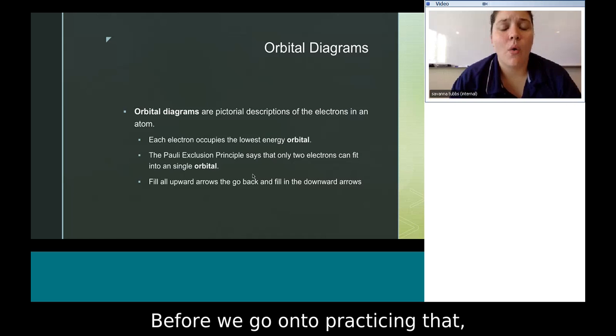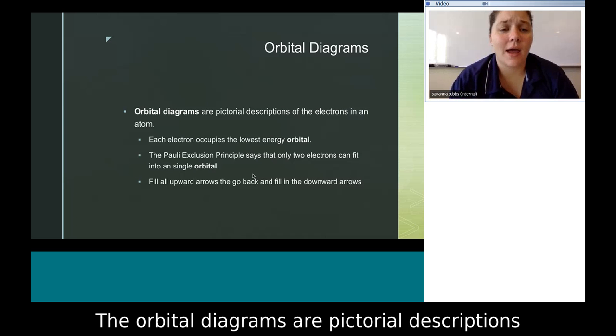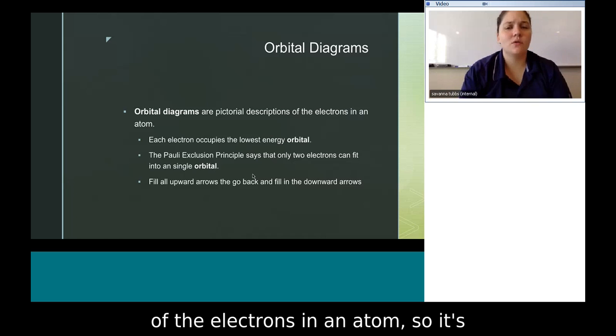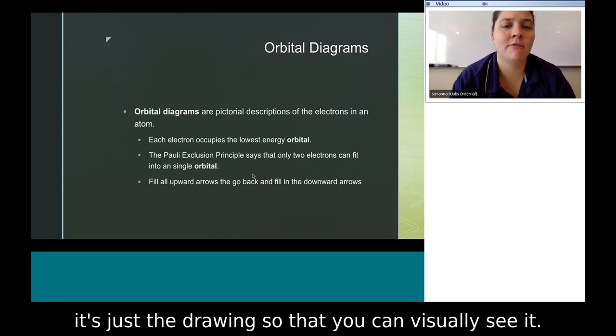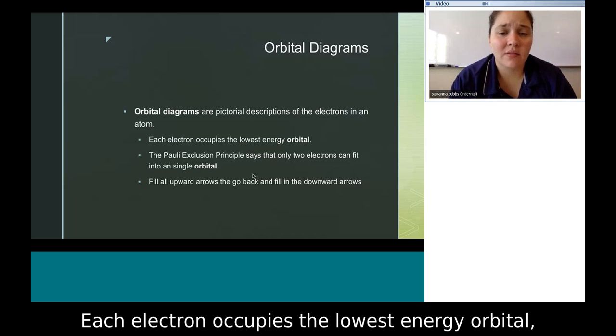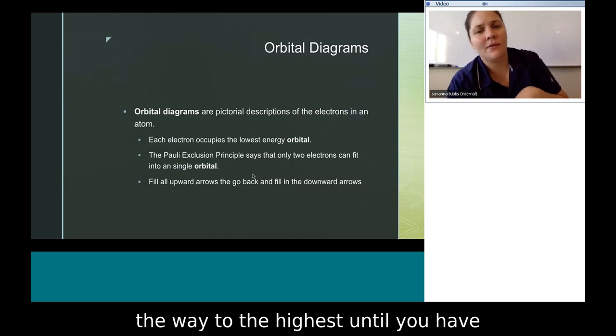Before we go on to practicing that, we're going to also talk about orbital diagrams. The orbital diagrams are pictorial descriptions of the electrons in an atom. So it's going to go hand in hand with your electron configurations. It's just the drawing so that you can visually see it. Each electron occupies the lowest energy orbital. So you're going to go from the lowest all the way to the highest until you have to stop for a given element.